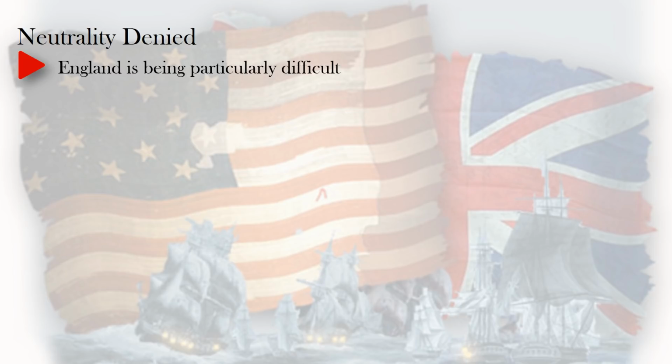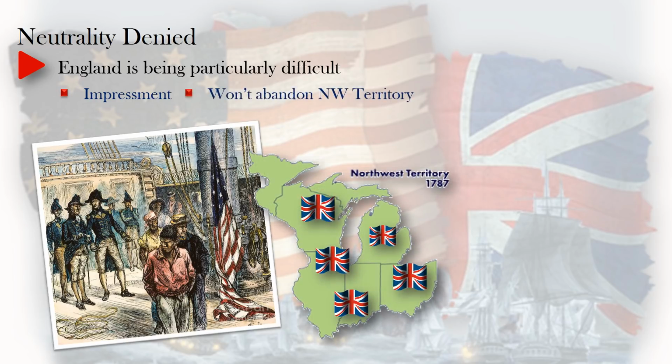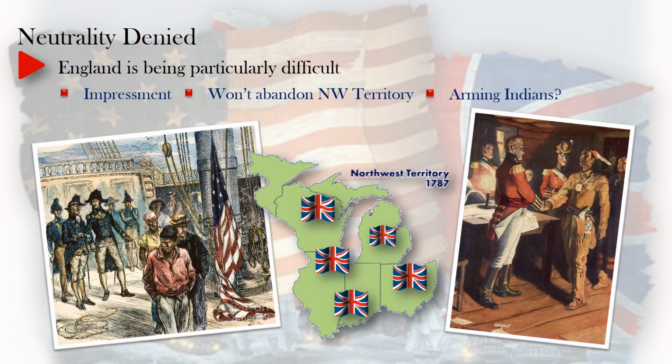Now, of the two, England and France, England is being particularly difficult. There is the problem of impressment, or the kidnapping of American sailors and impressing them into service in the Royal Navy. Also, there are problems on the continent. England will not abandon its forts in the Northwest Territory. This is something they had promised to do under the Treaty of Paris of 1783, which concluded the Revolutionary War, and they also promised to do it in Jay's Treaty of 1794, and they're still not living up to their promises. And then there's another issue. It seems that the British are arming American Indians on the frontier with weapons and inciting them to violence against American settlements. So not only are they not abandoning their forts in the Northwest Territory, they are also enlisting Indians to wage a war against Americans on the frontier. These things make England particularly difficult to deal with.